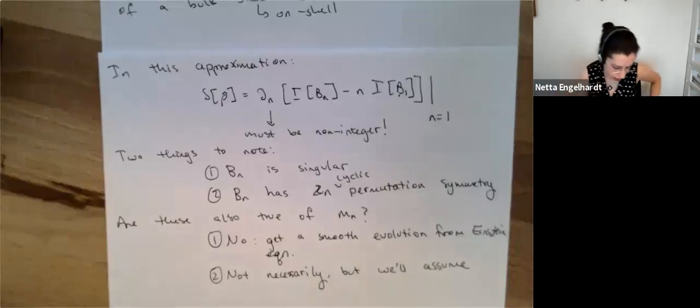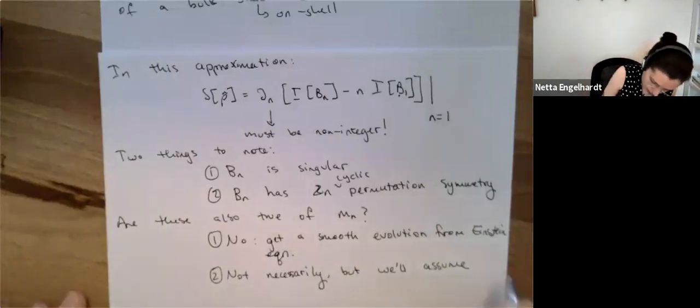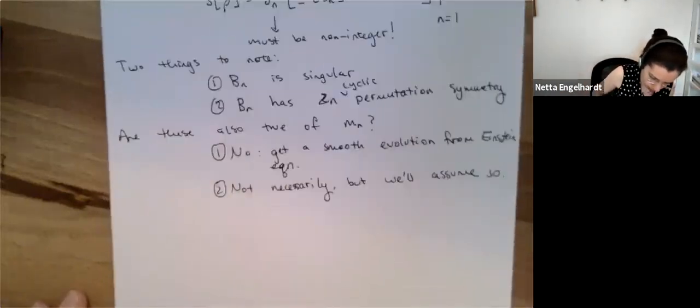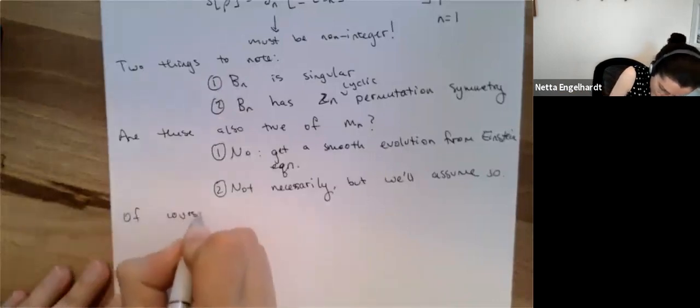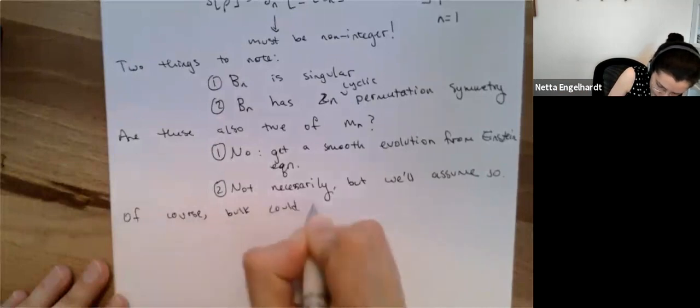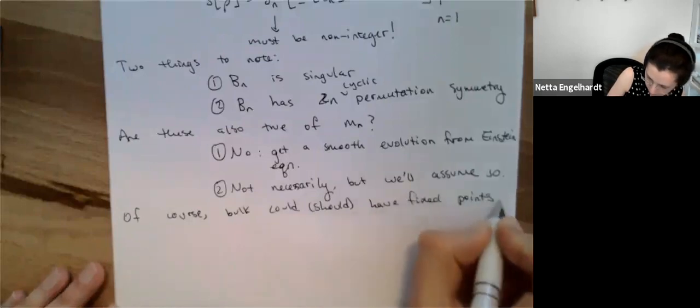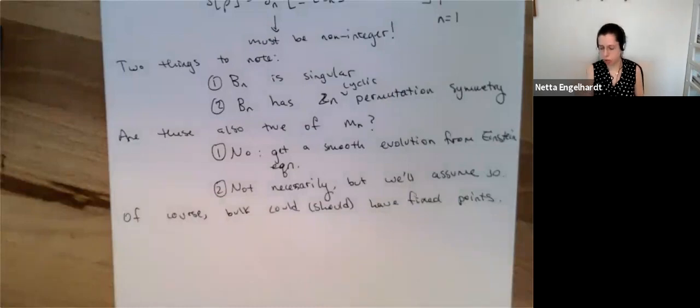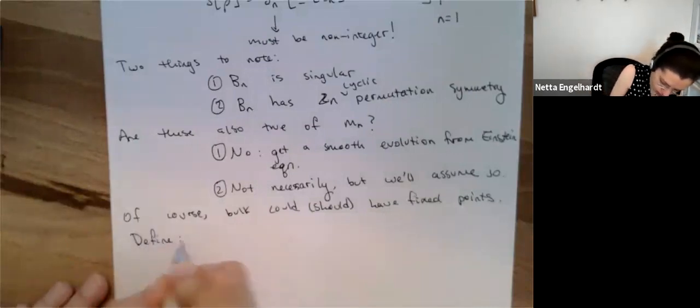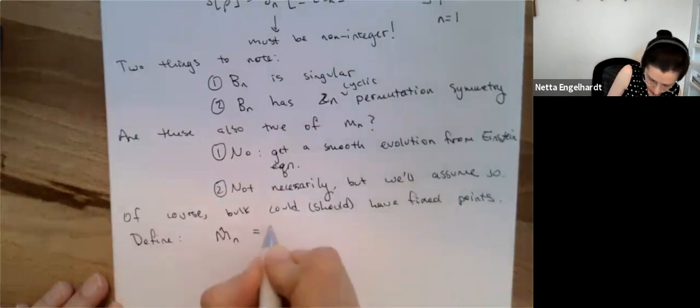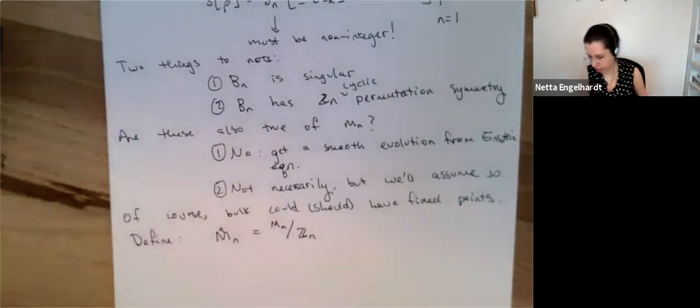Okay. Now, even if we assume that we have the symmetry in the bulk, that doesn't mean that we don't have fixed points of the symmetry. Symmetry doesn't have to act smoothly. And so the bulk might have fixed points. We'll assume so. Of course, the bulk could and really should have fixed points. So what we're going to do is quotient out by this Zn symmetry. So we're going to define a quotiented geometry, M hat. This is going to be Mn quotiented by Zn.